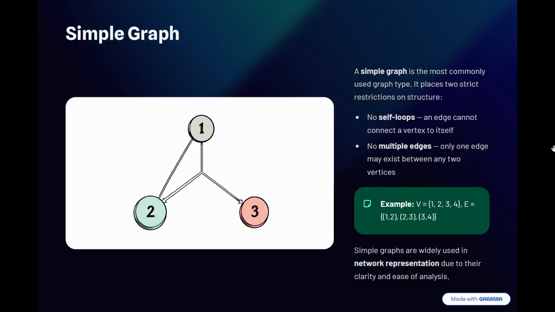For example, in a vertex set {1, 2, 3, 4} and the edge set {(1, 2), (2, 3), (3, 4)}. Simple graphs are widely used in network representation due to their clarity and ease of analysis.